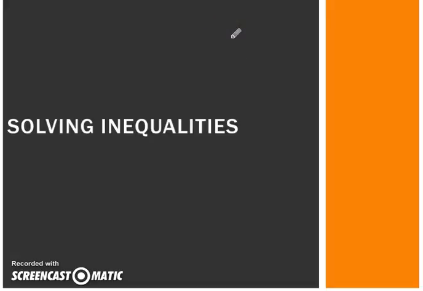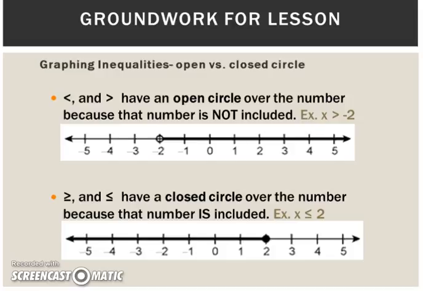Hello everyone, this lesson is for solving inequalities. So just a review, when you have to graph an inequality, if you have just the less than or the greater than symbols, then you're going to graph an open circle at that number, showing that that number is not included, and then you shade the side of that line that represents all possible solutions.